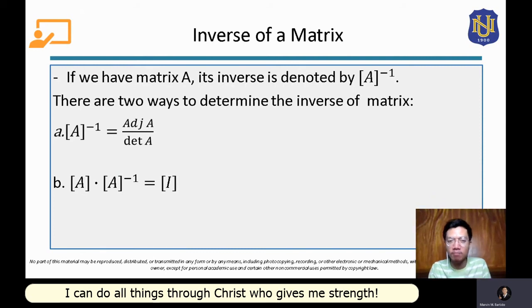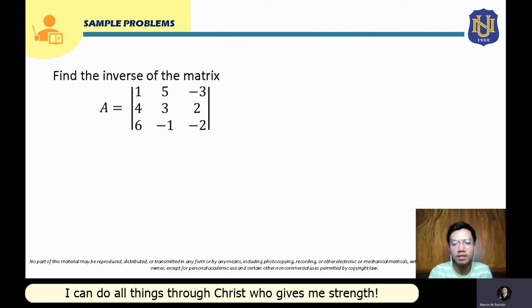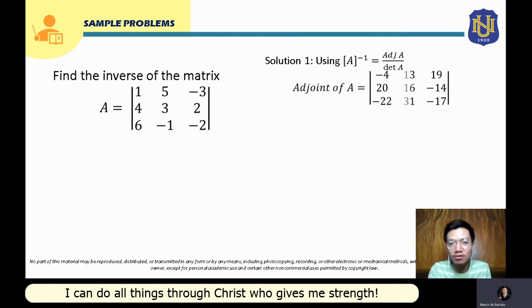So let's go to our sample problem. Find the inverse of the matrix A given here. We will solve the inverse of this matrix using the two solutions. We're going to use first our solution 1, using this formula. A raised to -1, or the inverse of matrix A, will just be equal to the adjoint of A over the determinant of A. This is actually the example that we answered in our discussion about the adjoint of a matrix. So this is that same matrix, and from that example we already have the adjoint of A. Again, this is the adjoint of A that we solved in the topic on adjoint of a matrix.